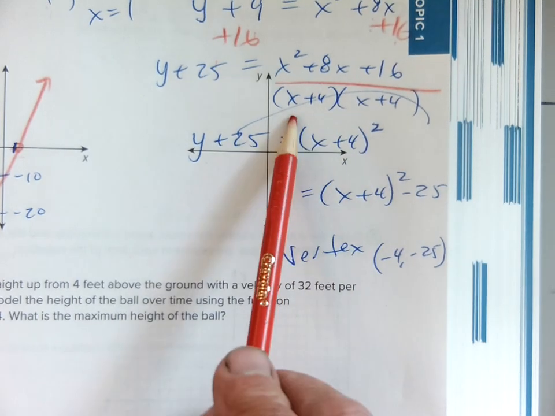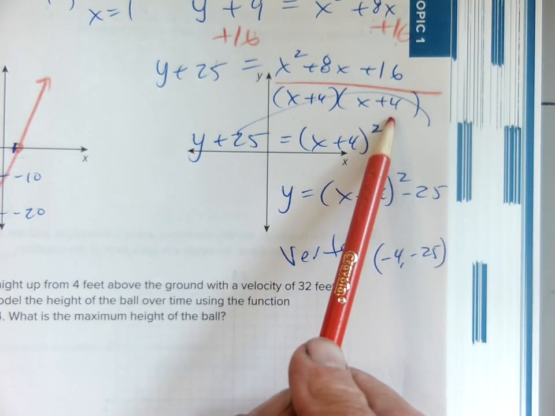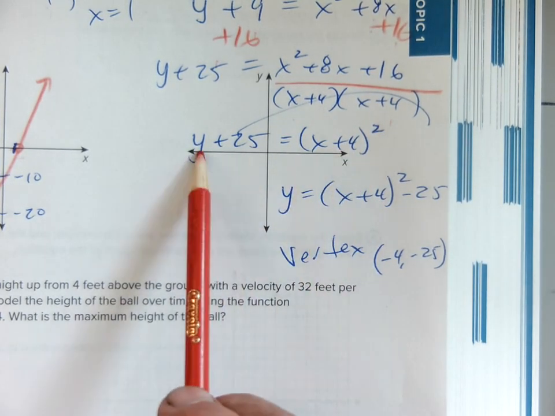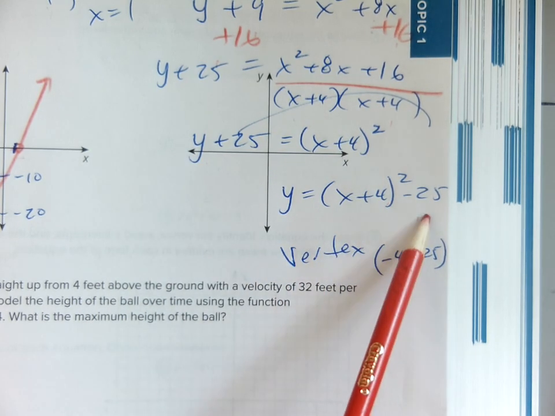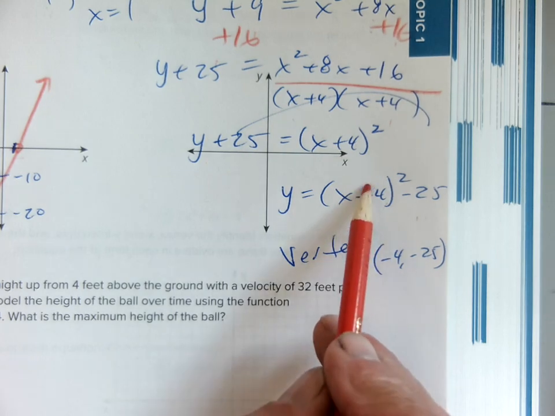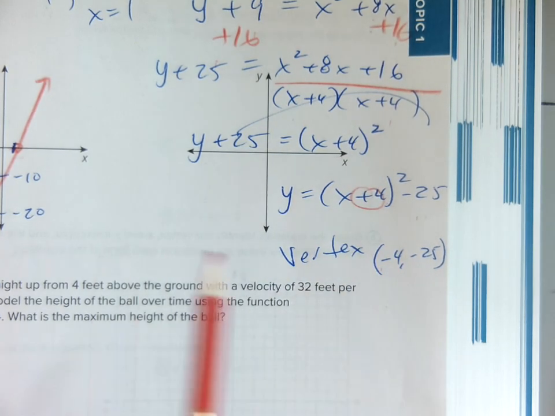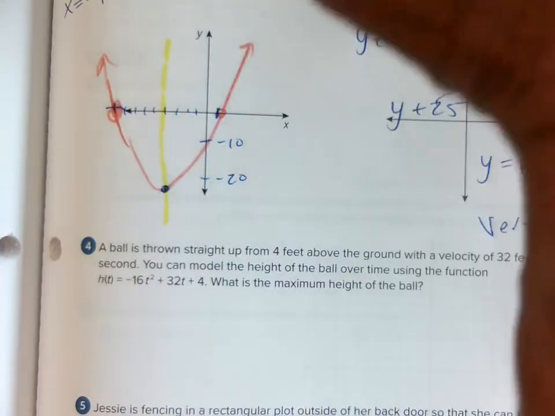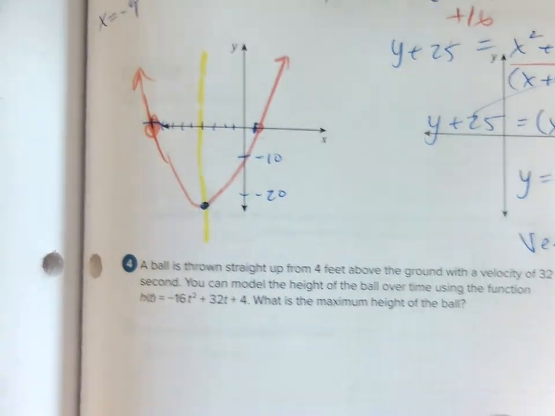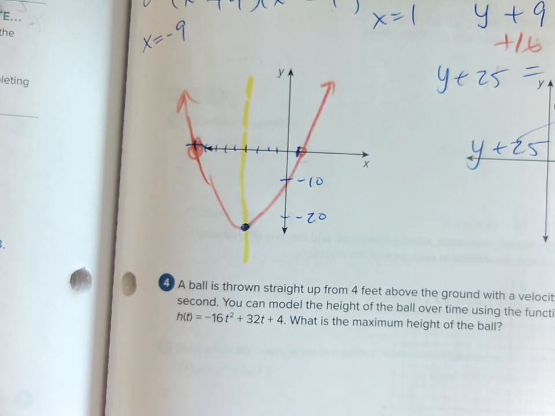That factors into x plus 4, which is (x + 4) squared. Brought the 25 back over, and so I got (x + 4) squared minus 25. The vertex is always the opposite inside, and there it is, (-4, -25). And I just graphed that here, okay? All right. Now, number 4 is very similar, and we won't do 5, we'll just do 4.